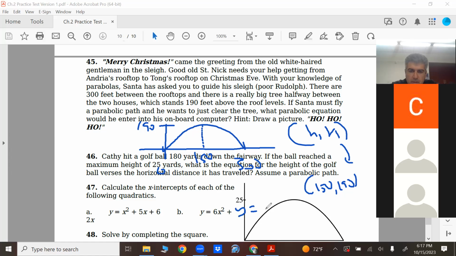So Y equals A. I think you can plug in 0, 0 for X and Y, or 300, 0 for X and Y. It's up to you. And you solve for A. Yeah, that's all. That's how you get the equation for that one. And 46 works the same way.